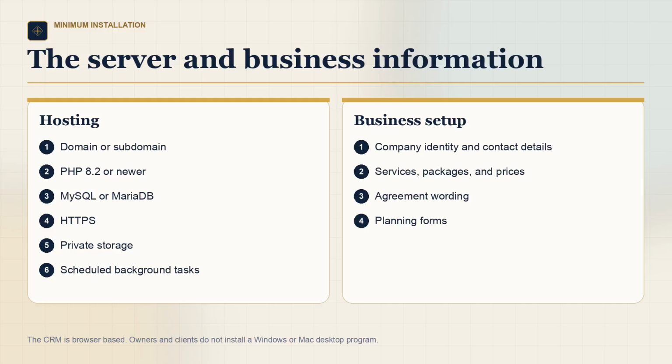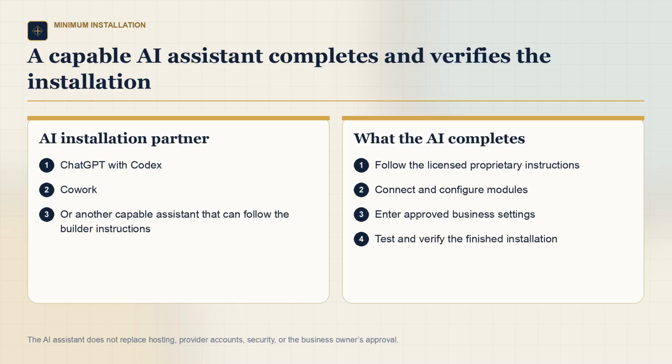The minimum setup is straightforward. You need a domain or subdomain and a compatible web hosting account. Your hosting must support PHP version 8.2 or newer, a MySQL or MariaDB database, HTTPS security, private file storage outside the public website folder, and scheduled background tasks. You also supply your basic business information, company name, contact details, logo or placeholder identity, services, packages and prices, agreement wording, and any planning forms you want your clients to complete.